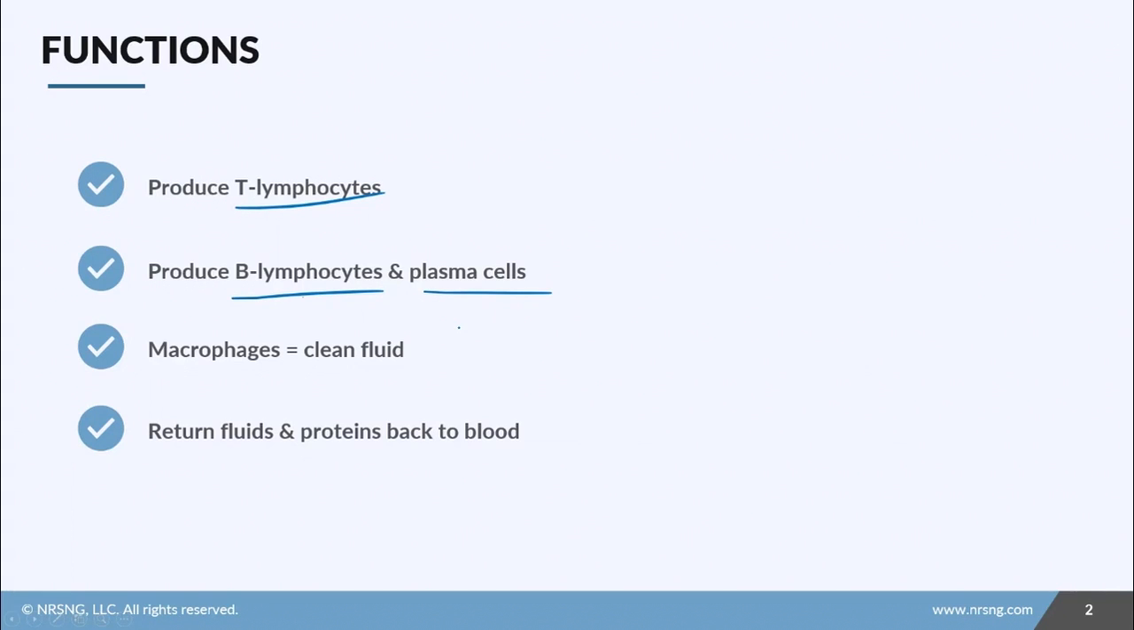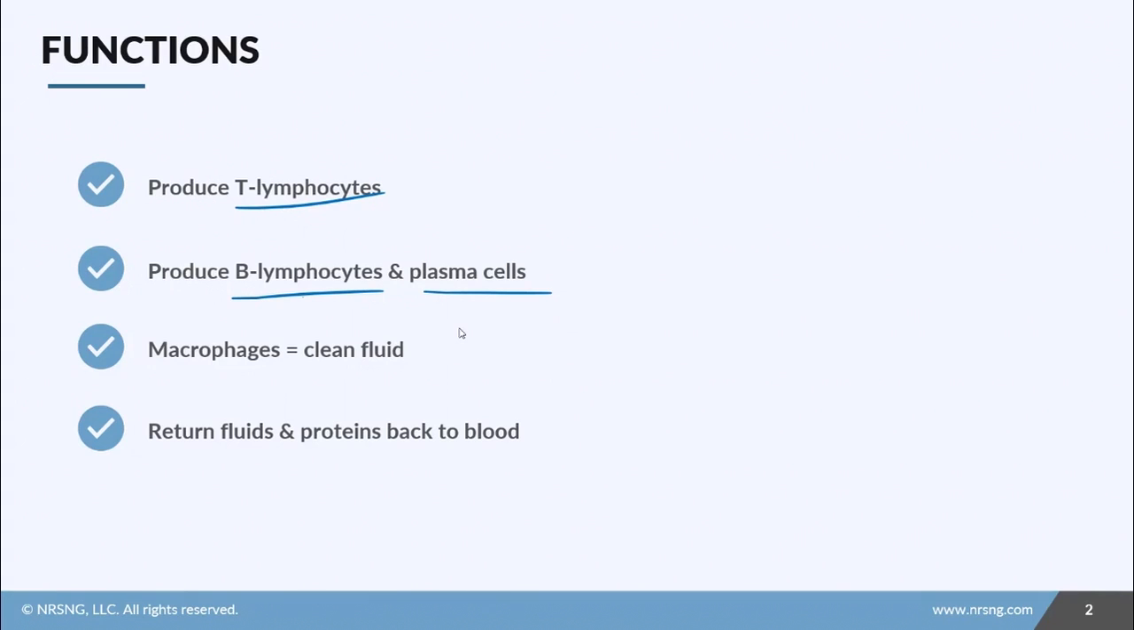Well, the lymph system isn't the system where they're actually made. That's going to be in the bone marrow. But what happens is immature lymphocytes, like the T and the B lymphocytes and the plasma cells, are all made in the bone marrow, and then they're transported into the lymph system where they mature. And so that's really important to understand, that the mature lymphocytes are actually found in the lymphatic system.